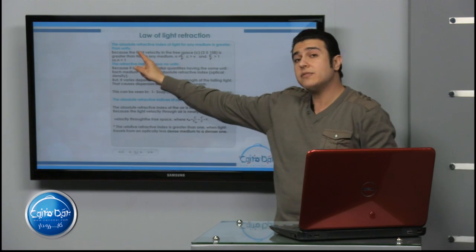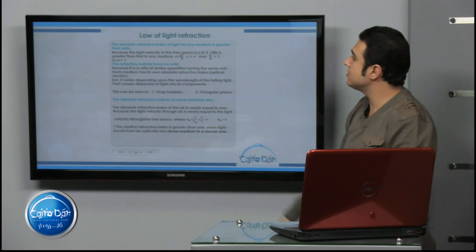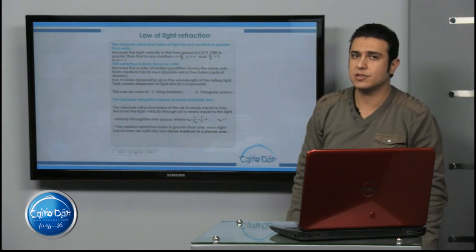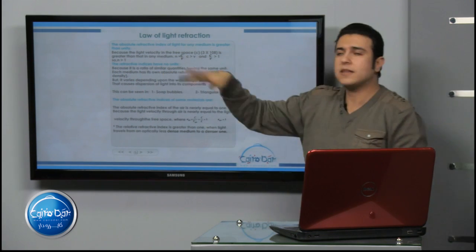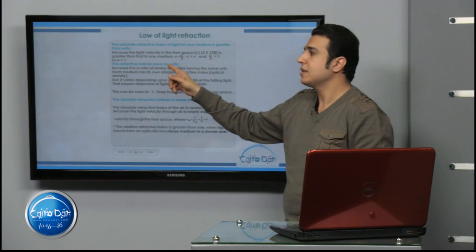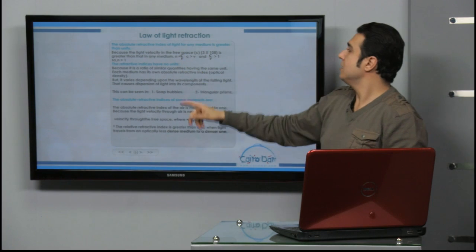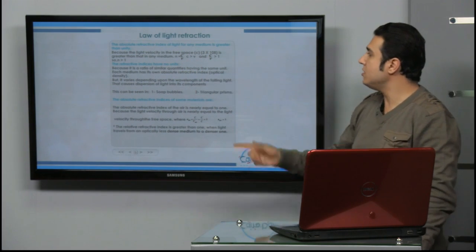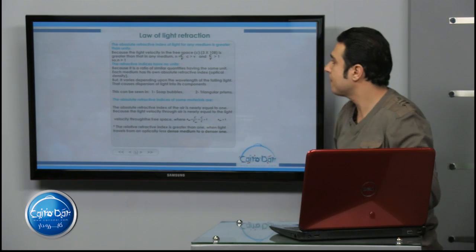Here, because the light velocity in free space, c equals 3 times 10 power 8, is greater than in any other medium. Therefore, n equals c over v, c is greater than v, and c over v is greater than 1.